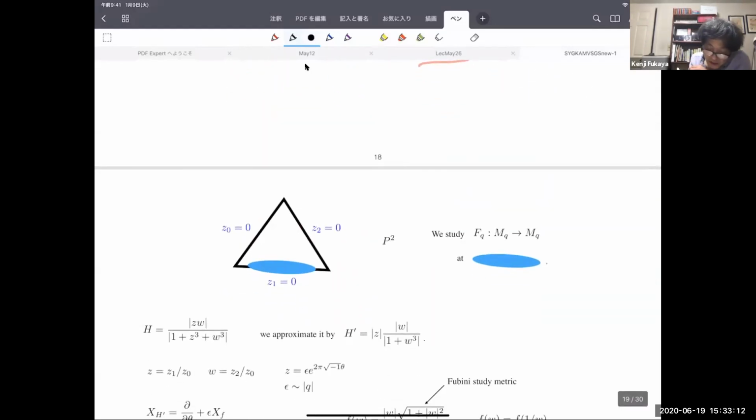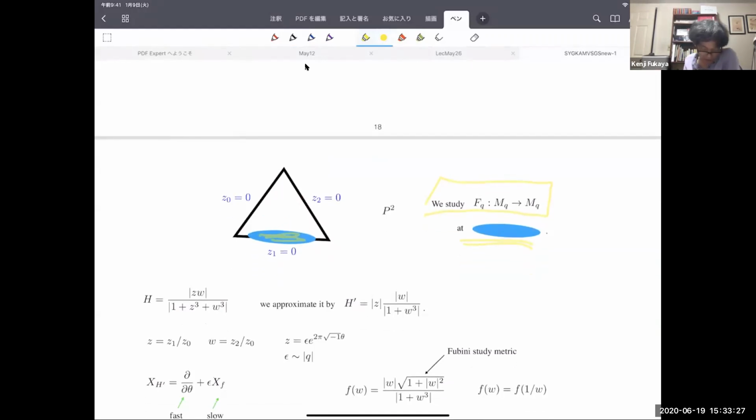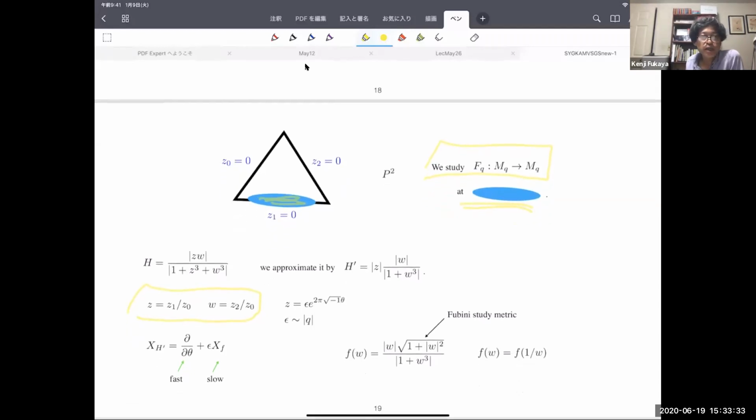But there is another part. Near the vertex, you have some other domains. And I want to explain how this map looks like here. So here I want to use this inhomogeneous coordinate. Z is Z1 divided by Z0. W is Z2 divided by Z0. Then the Hamiltonian is just this function: absolute value of ZW over 1 plus Z cube plus W cube.